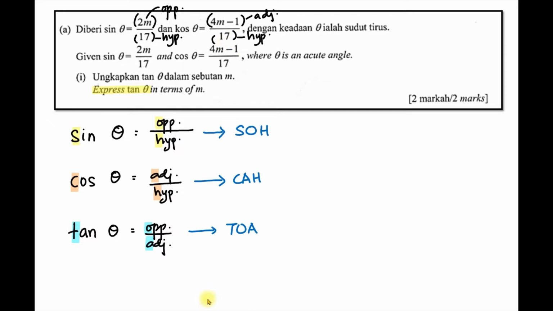Taking this into consideration, we are now going to form our tangent theta. Our tangent theta is going to be the opposite side, which is 2m. I'm going to take the 2m and put it over the adjacent side, which is 4m minus 1. And that's it. This is your answer for the first section. This question carries 2 marks.